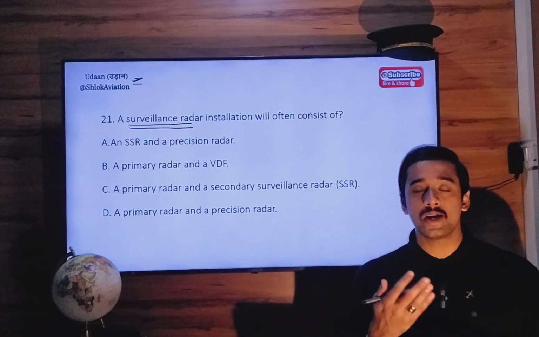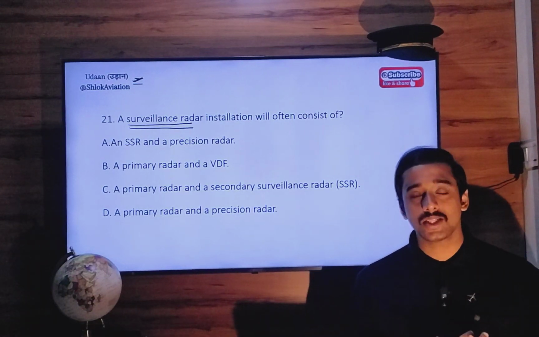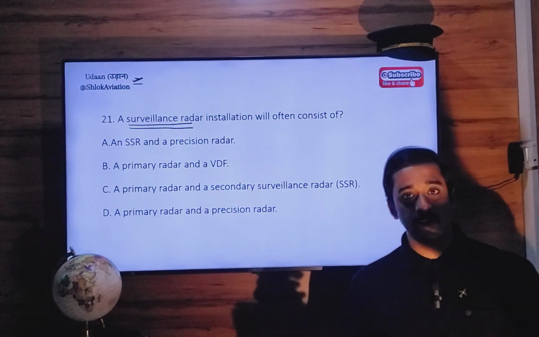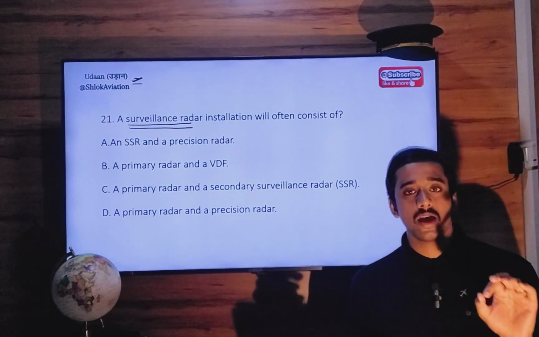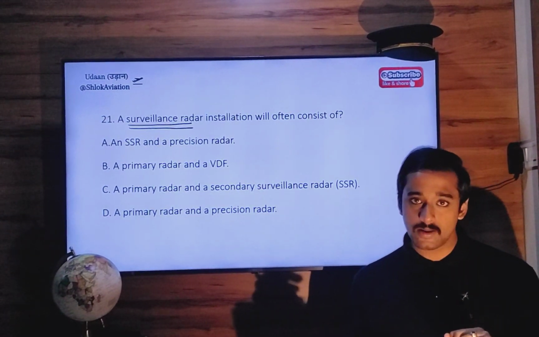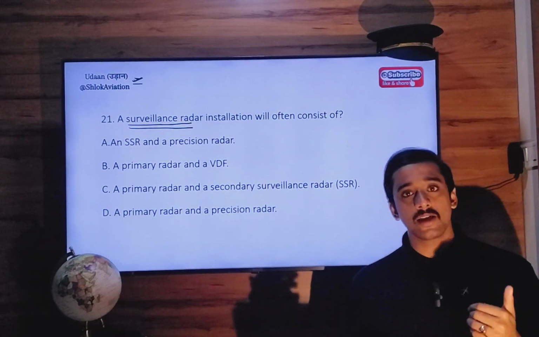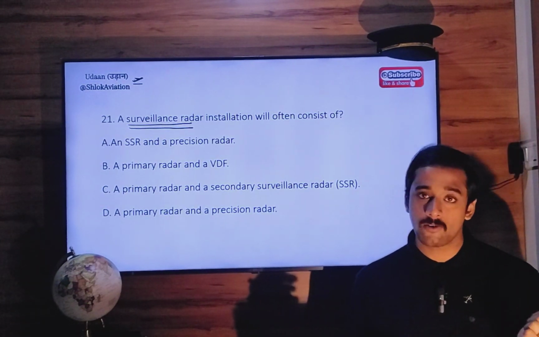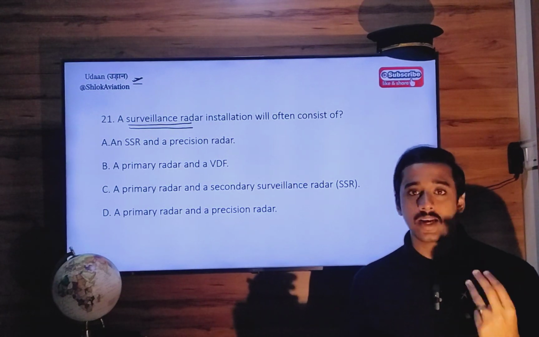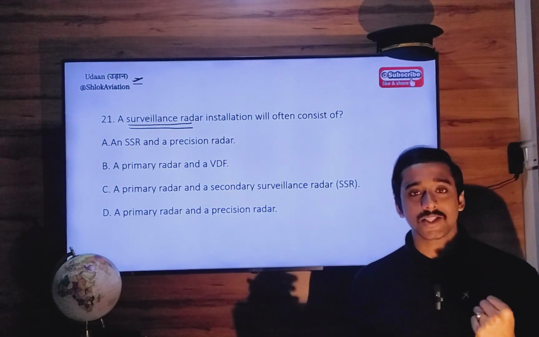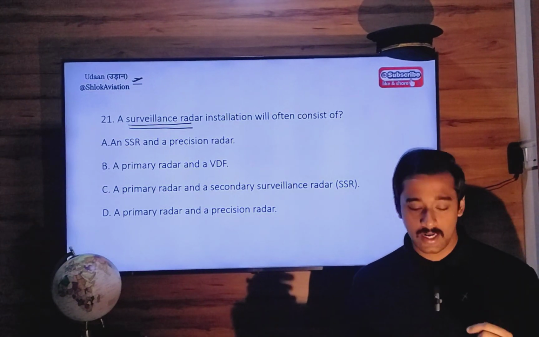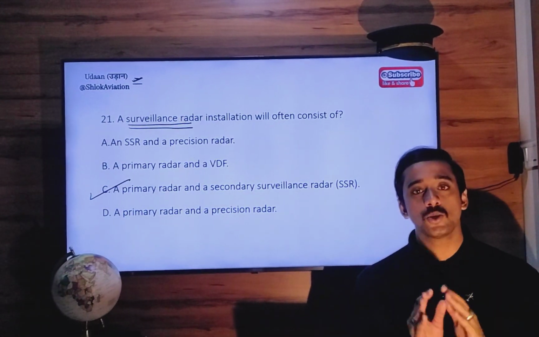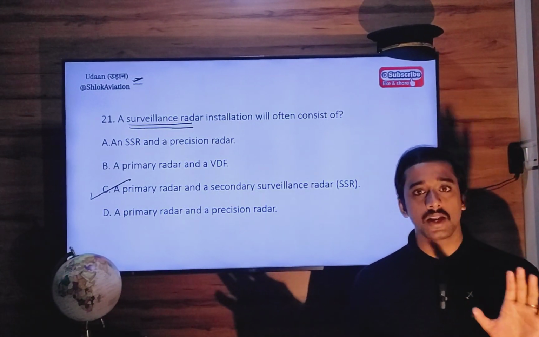Surveillance means monitoring, supervision. So this radar is made of two parts. A primary radar, which gives the position of aircraft in terms of its bearing and distance from the transmitter. Secondary surveillance radar will give additional information with respect to type of wake turbulence category of aircraft, speed, height information, flight level, call sign, transponder code, right? So option Charlie is the correct option. A surveillance radar will be made of two types of different radar, secondary and primary.